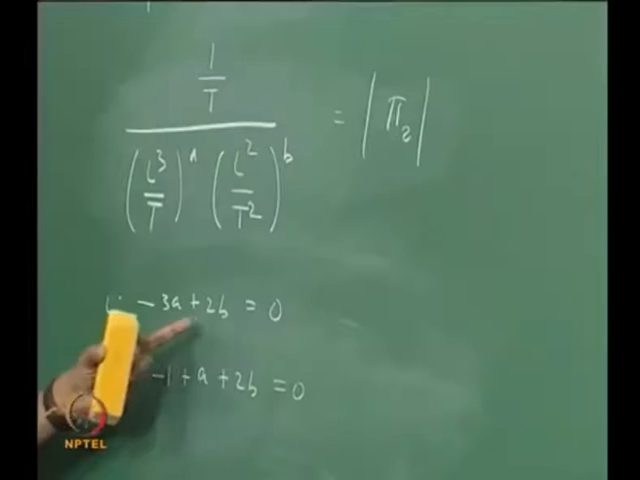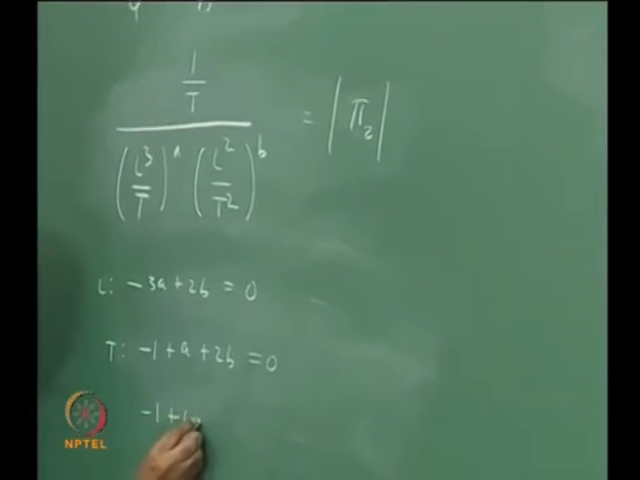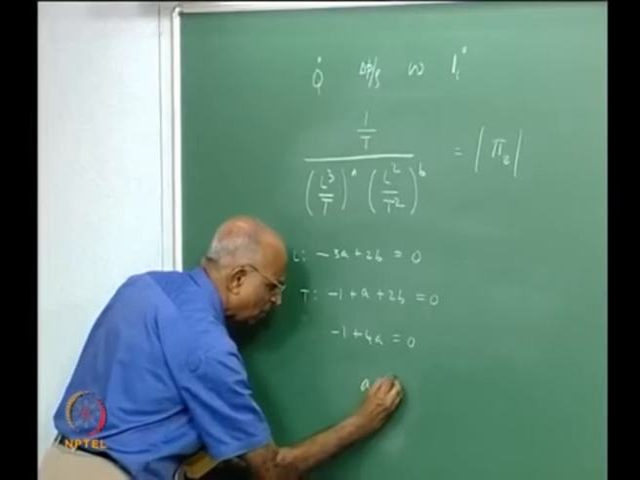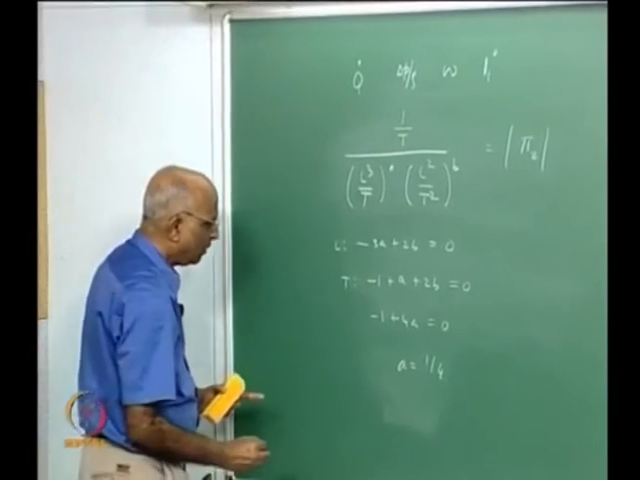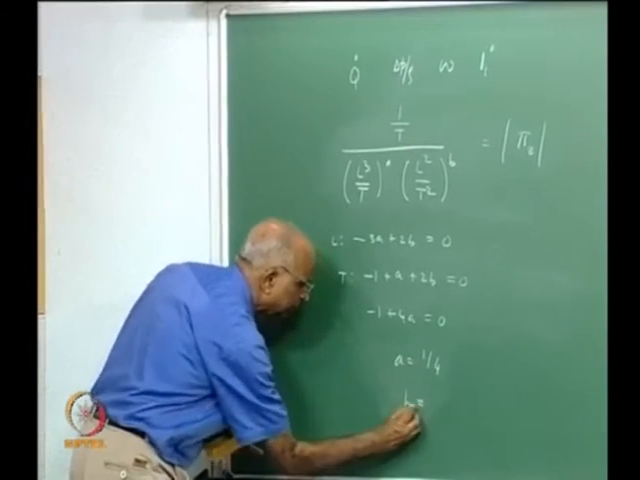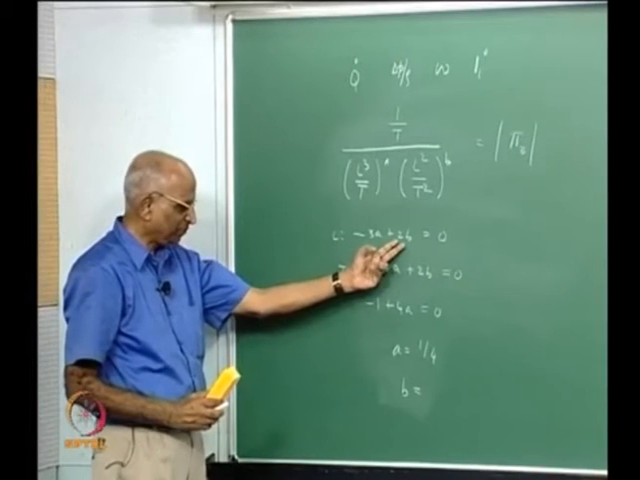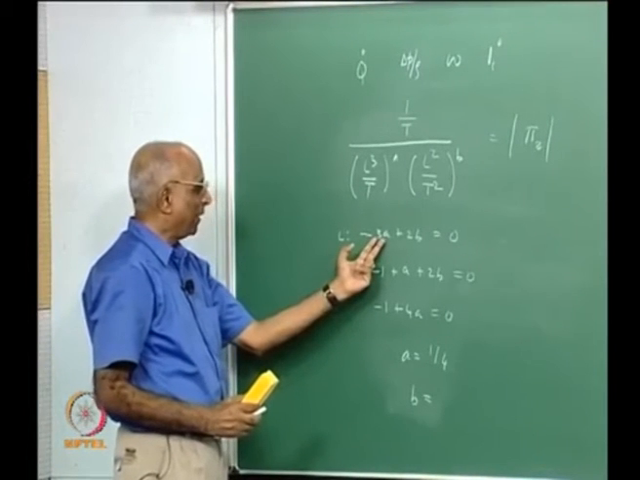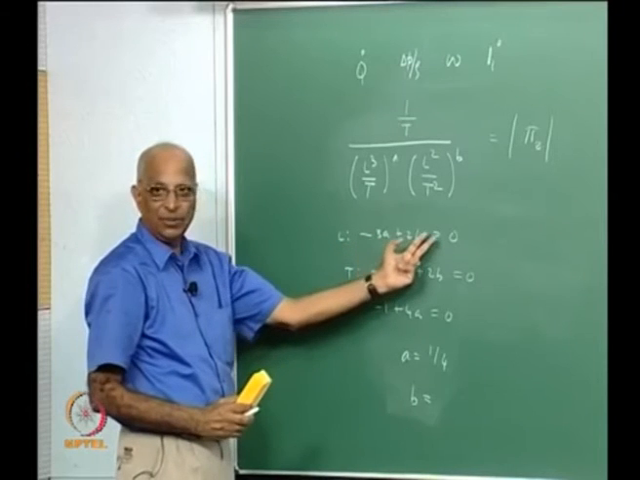Therefore, what is it I get? I get 2b is equal to 3a. If 2b is equal to 3a, I get minus 1 plus 4a is equal to 0, or rather a is equal to 1 by 4. If a is equal to 1 by 4, the value of b should be equal to what? Yes? Now let's redo it, come on. L is equal to minus 3a plus 2b equal to 0.